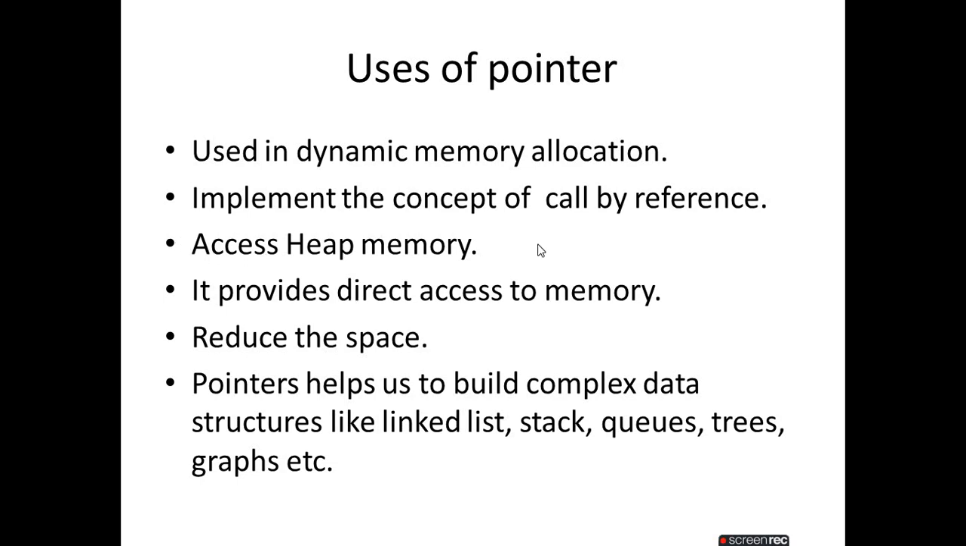The third use is accessing the heap memory. In our RAM, there are some parts, like the code part, the stack part, and the heap memory. The heap memory is a type of memory. For accessing the heap memory, we use pointers. Using a pointer, we can directly access the memory. Also, using pointers, we reduce the code space.